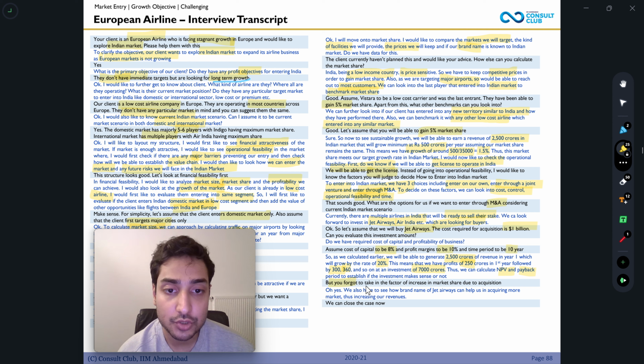Oh yes, but don't forget to take into account the increase in market share due to acquisition. Oh yes, we also have to see how the brand name of Jet Airways can help us in acquiring more market, thus increasing our revenues. You can close the case now.